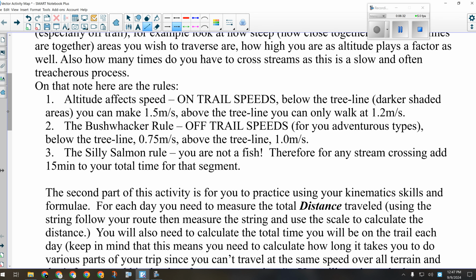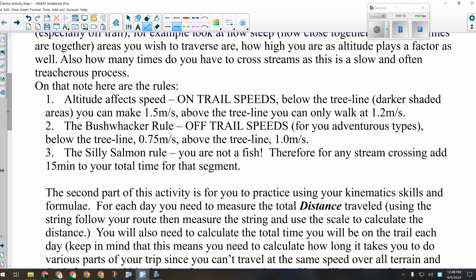Second rule, the bushwhacker rule. If you go off trail, you slow down. So if you are off the trail below the tree line, you can only walk at 0.75 meters per second. Because it's a lot slower when you're walking through the bush with no trail. If you're above the tree line, you can actually walk at 1.0 meters per second. Wait a minute, didn't we just say altitude affects speed? How do you walk faster when you're above the tree line? There's no trees, exactly. You slow down a little bit just because there's no trail, but there's also no trees, so it's not as big a deal to be off the trail above the tree line. So now you know your speeds.